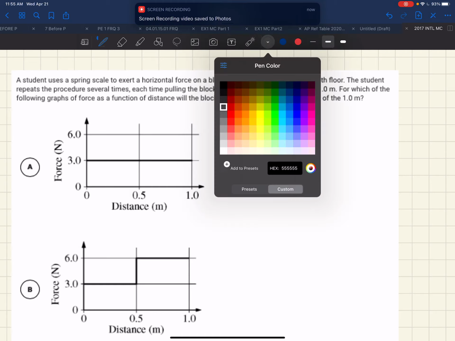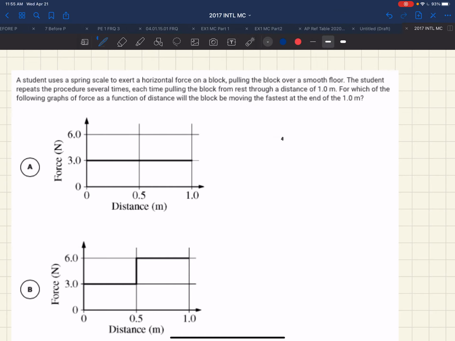In this question, we are told there is a student who pulls a horizontal block with a spring scale, like so. Does it a couple different ways and records the force as he travels a certain distance. We want to know which one will be moving fastest at the end of 1 meter. So we want V to be the greatest.